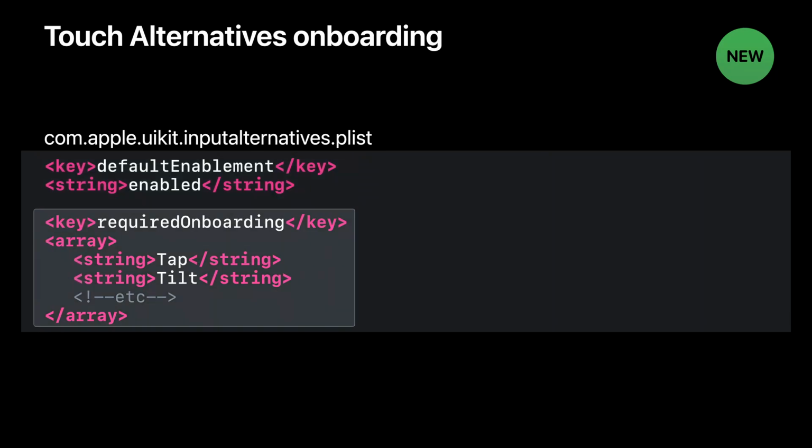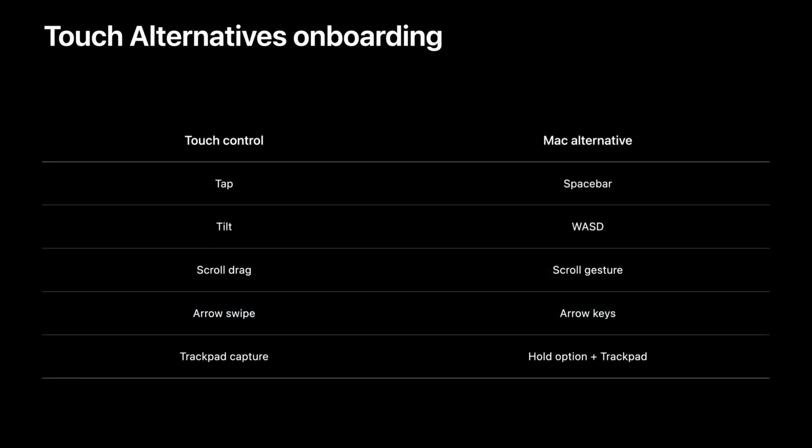Below that, add another key called required onboarding. This is an array containing a list of which controls you've decided work best for your app. You have the choice to onboard for 5 different control options: tap, tilt, drag, swipe, and direct touch input from a trackpad.